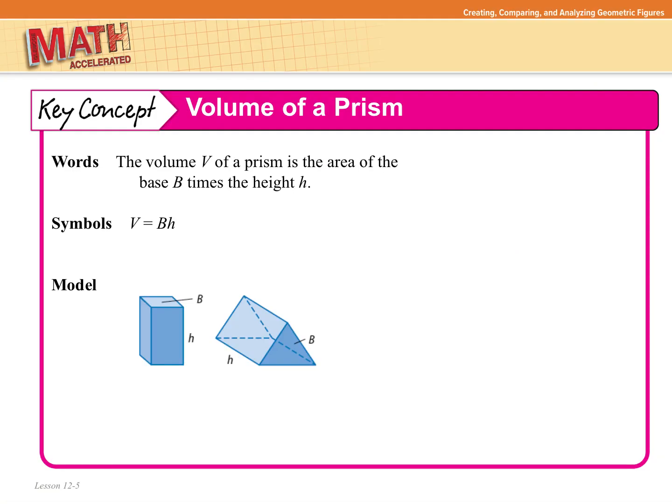Volume of prisms and volume of cylinders. Okay, first, what does volume mean? The amount of space an object holds, how much it holds, the inside, right? So for volume of a prism, we're going to follow the formula V equals capital B times H.